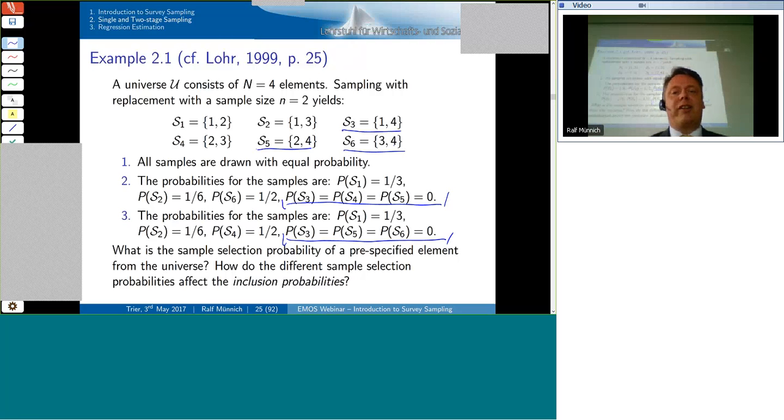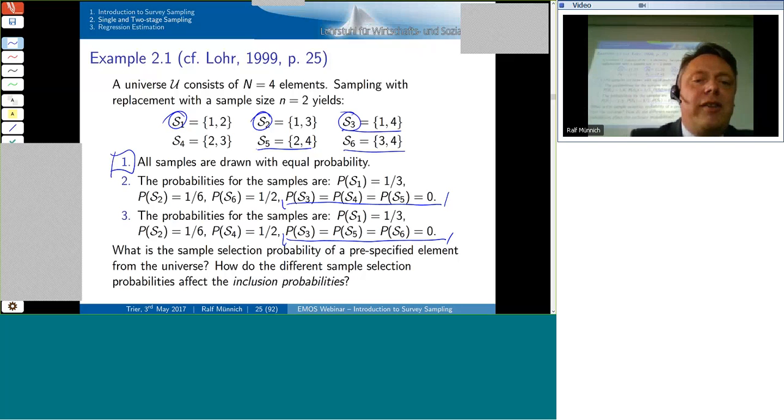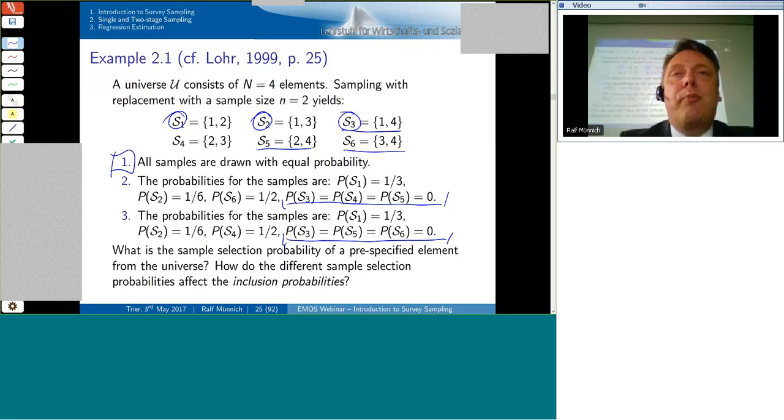But the question, of course, is, we have here the samples, and we are interested somehow in so-called inclusion probabilities. What would be the probability to get element number 1 in the sample? Well, we see element number 1 is in these 3 samples, 3 out of 6 over the same probability, so 3 over 6 is 50%. So in the first scheme, element 1 could be sampled with probability 50%.